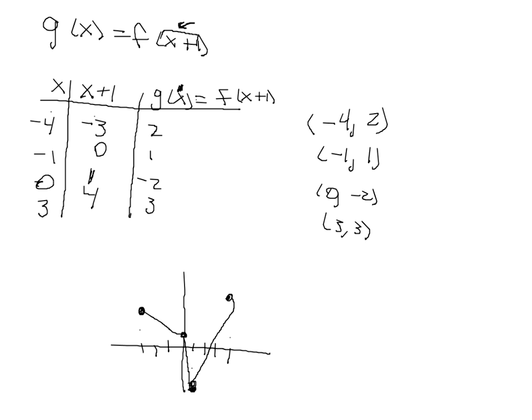And now I'm going to change colors. I'm going to graph these points. So (-4, 2), (-1, 1), (0, -2), and (3, 3). Okay, and so each one of these points got moved over 1 to the left.